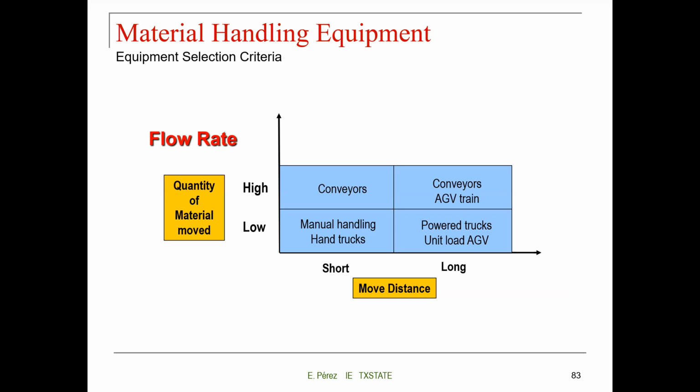In this slide, we are trying to give you a strategy to select the type of equipment that you will need based on the quantity of material moved and the move distance. If your move distance is short and the quantity to move is low, then manual handling with hand trucks will be enough. If the move distance is short and the quantity is high, then conveyors will be the best option. If the move distance is long and the quantity is low, then power trucks or unit load AGVs are the best option. And if both are high, then conveyors or AGV trains.